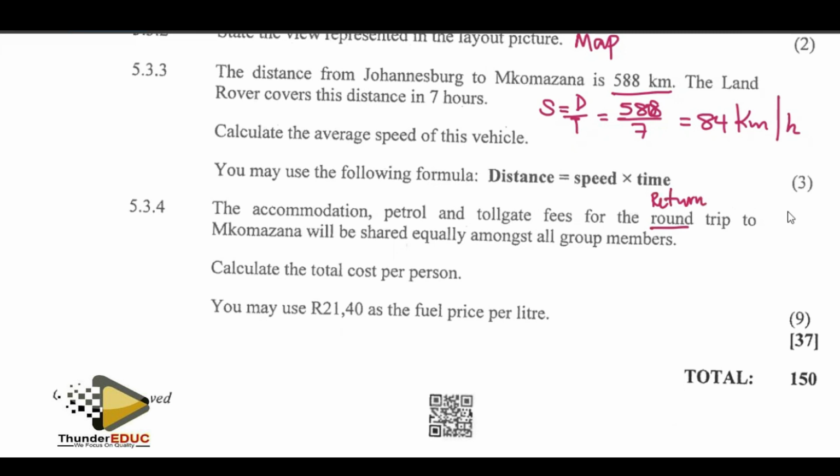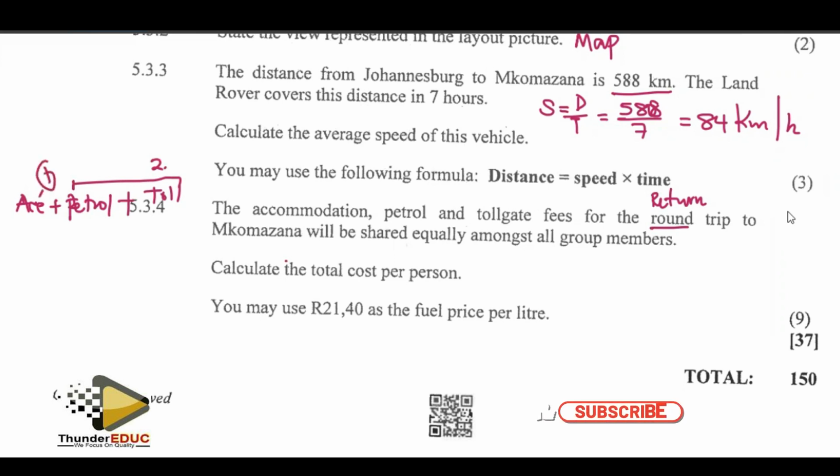So which values are we going to multiply twice? Because there are some values. For example, the toll gate: when you're going, you pay, then as you come back, you also pay. The petrol fee, we need to find out how much they paid for petrol. That's times 2 also. Accommodation is once off. So accommodation, petrol, and toll gate. Petrol and toll gate we need to multiply by 2. Accommodation is once, because once you're there, you sleep once and you come back.